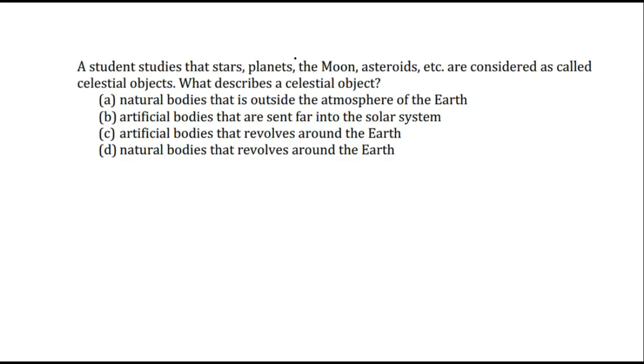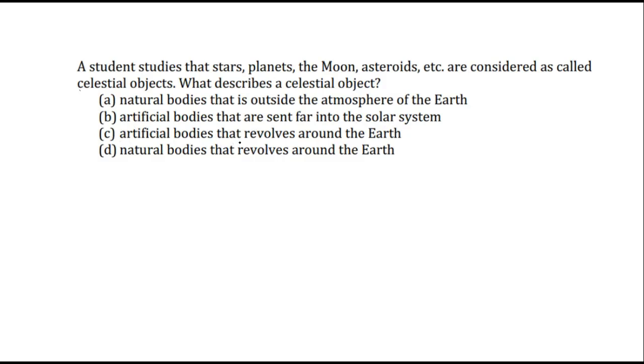We'll go for the next question. A student studies that stars, planets, moon, asteroids, etc. are called celestial objects. What describes a celestial object? Option 1, natural bodies that are outside the atmosphere of the earth. Second, artificial bodies that are sent far into the solar system.